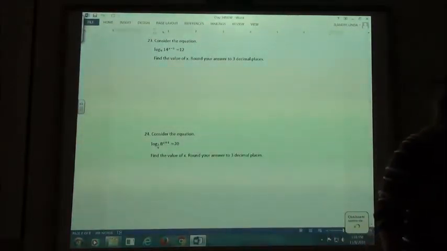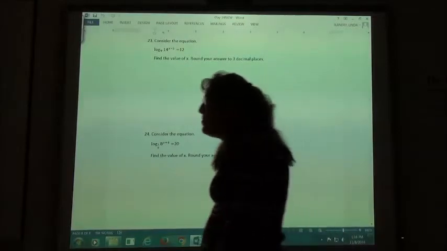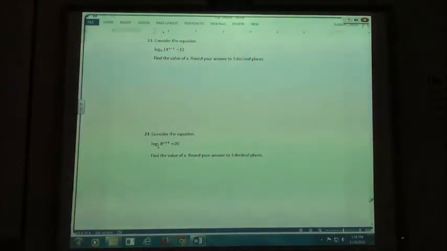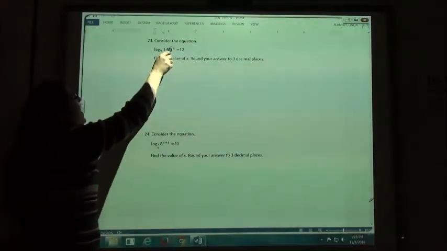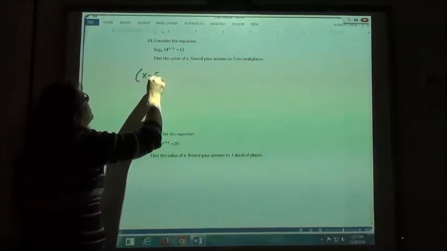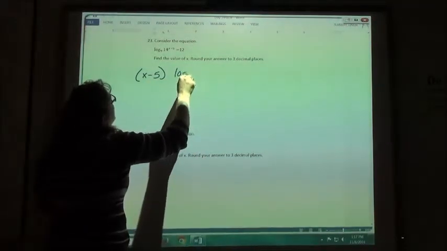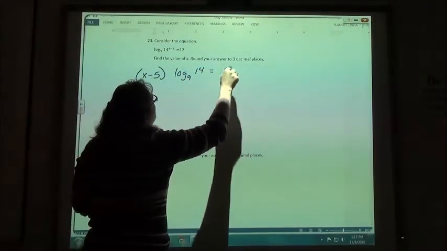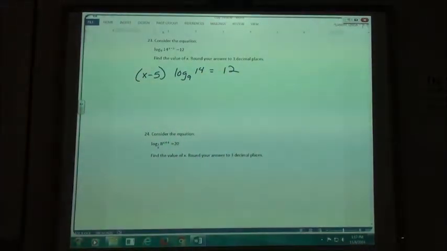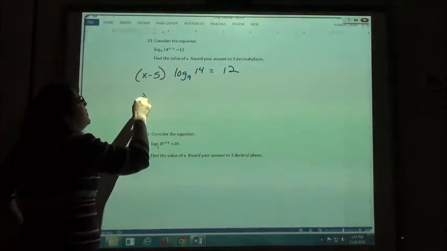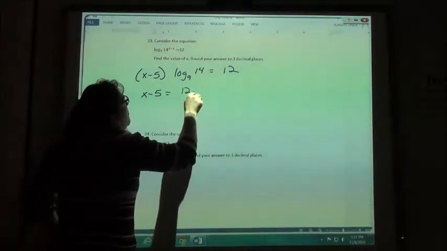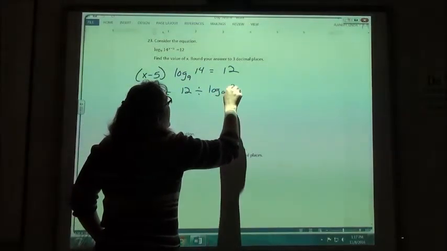So number 23, doing the exact same steps we did on the previous problem. What are we going to do first? Put our x in the front. I'm going to put my x minus 5 in the front. That was my exponent, right? Log base 9 of 14 equals 12. So my exponent is now multiplied by my logarithm. So now if I want to get the x by itself, I'm going to divide by my logarithm. So x minus 5 is going to equal 12 divided by the log base 9 of 14.